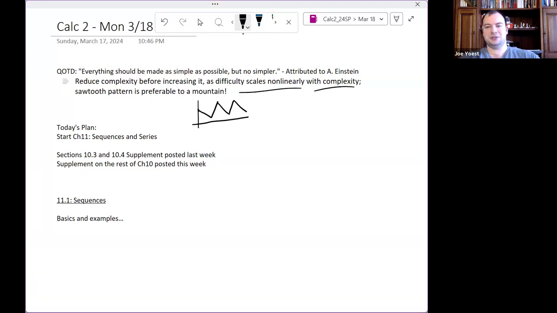Difficulty in general scales non-linearly with complexity. So if something becomes, say, twice as complicated, twice as complex, it's probably much more than twice as difficult to deal with. So keep that in mind for both math problems.